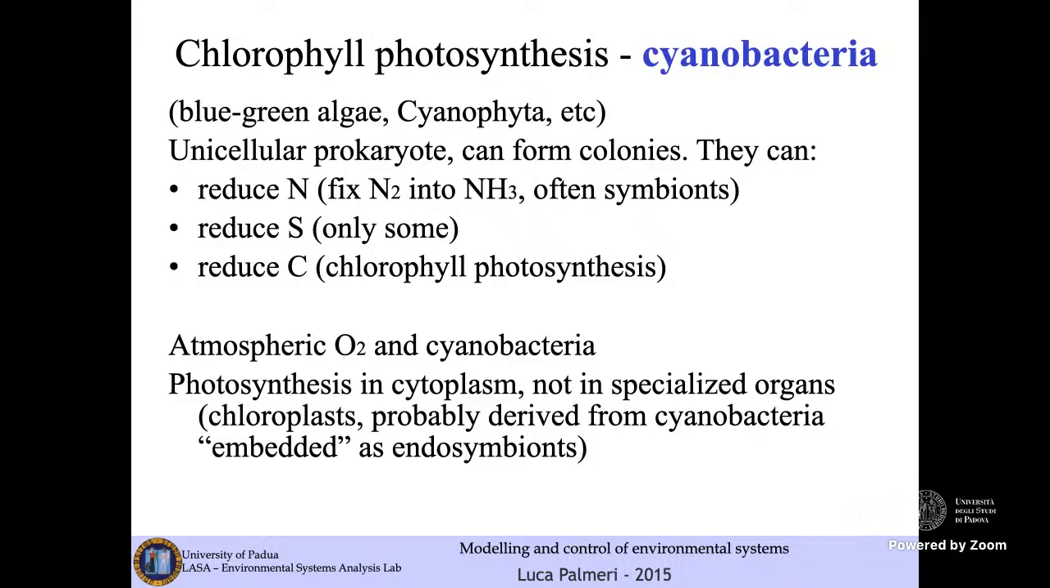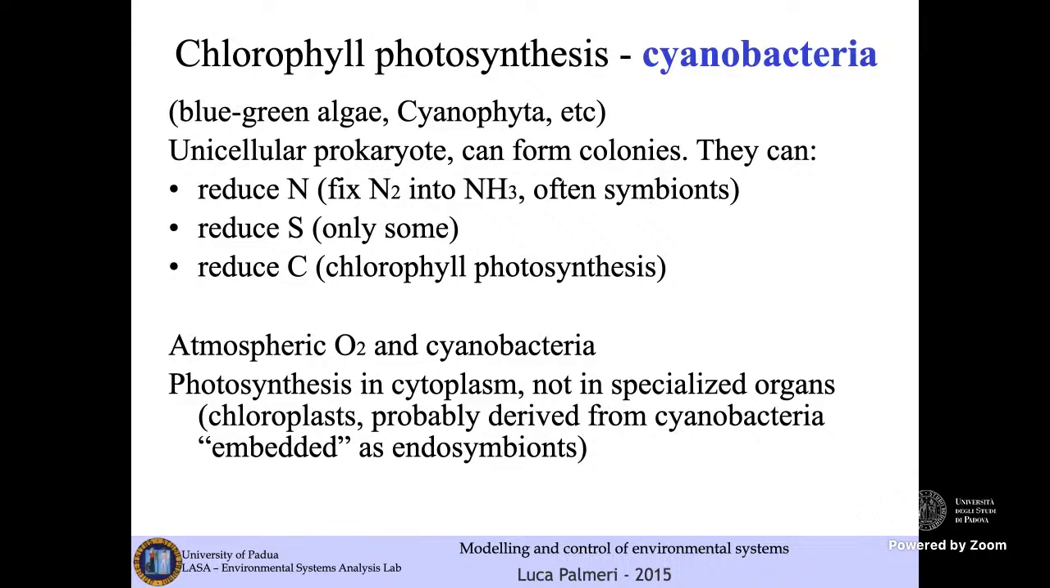They can reduce sulfur only in some conditions, but they also can reduce carbon, with typical classical chlorophyll photosynthesis processes. In this case, atmospheric oxygen is a limiting factor for cyanobacteria, in which the photosynthesis is performed in the cytoplasm, but not in specialized organs, because these are prokaryotes. I remind you that prokaryotes, bacteria, do not have specialized organelles.